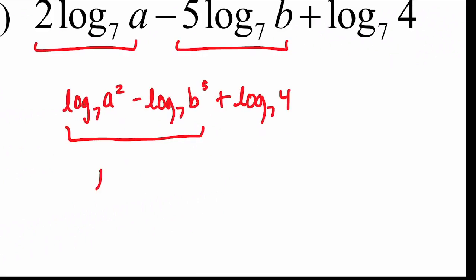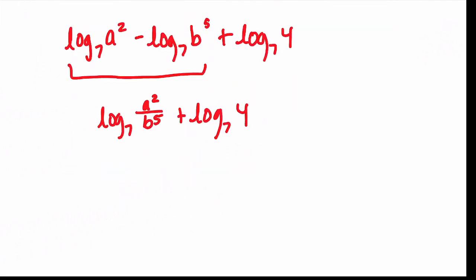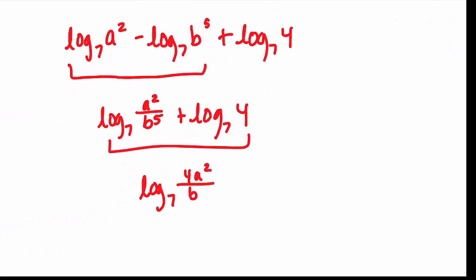That's log base 7 of a squared divided by b to the power of 5, all plus log base 7 of 4. Then these 2 logs are adding, so I'll do the product rule. So log base 7 of 4a squared divided by b to the power of 5. And that's it. That's the final answer.